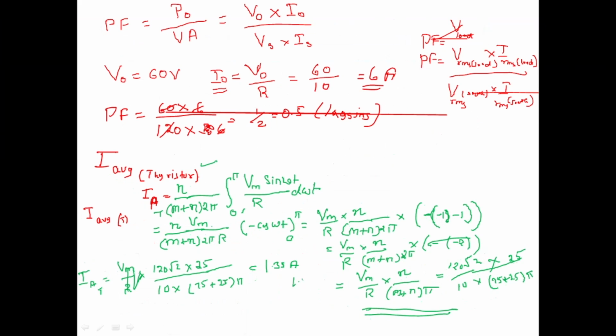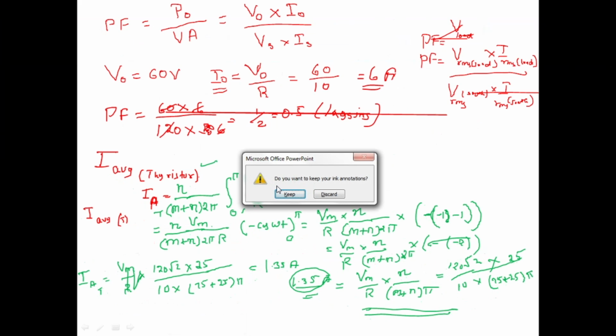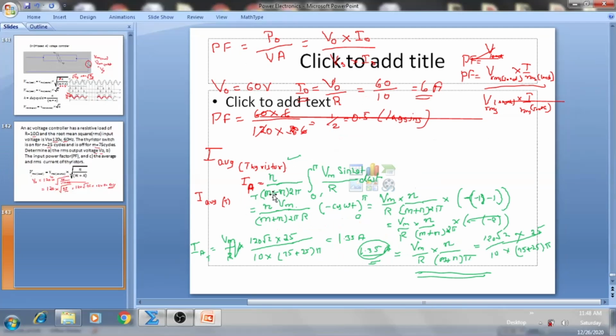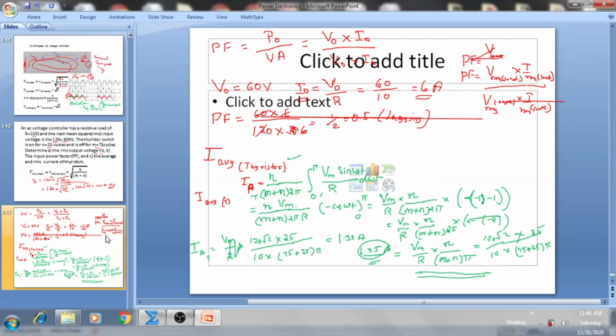You may get nearer to 1.35 amps, it seems. Both are okay, any value is okay. This is the average value of the thyristor current. Okay, the next thing we need to calculate is the RMS value for the same current.